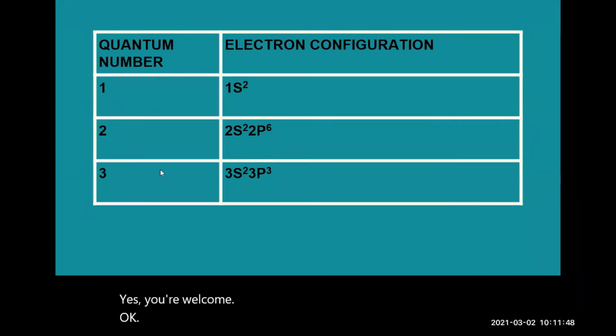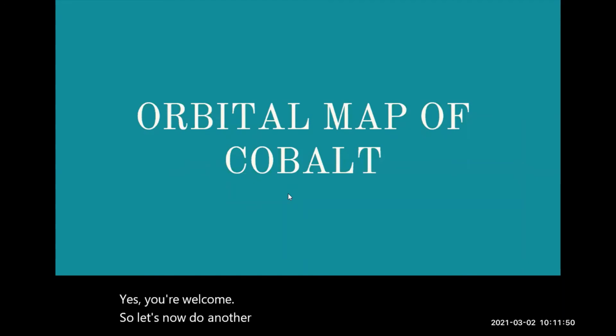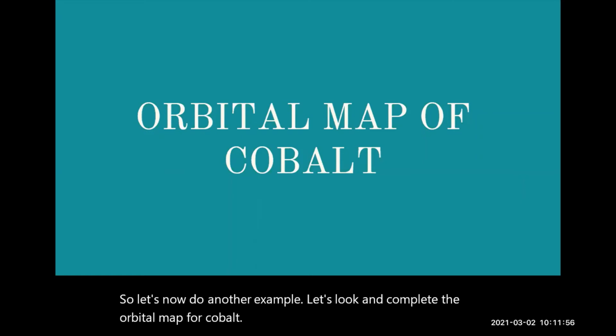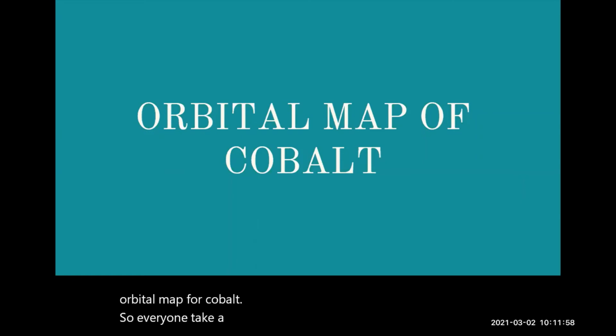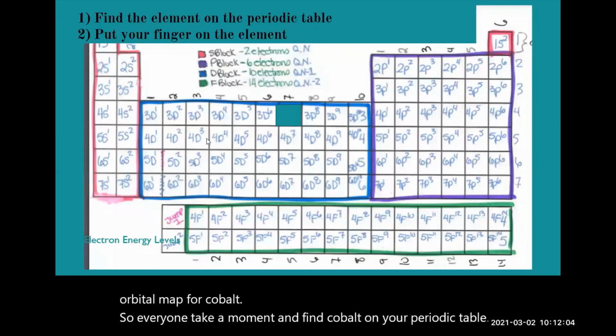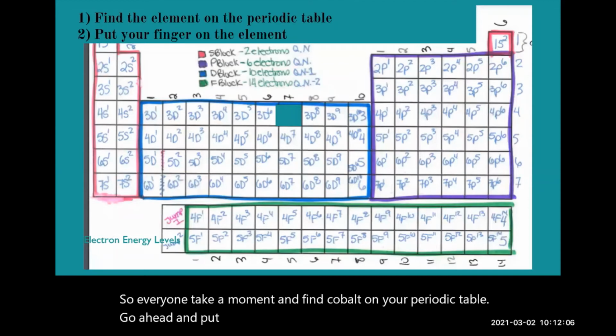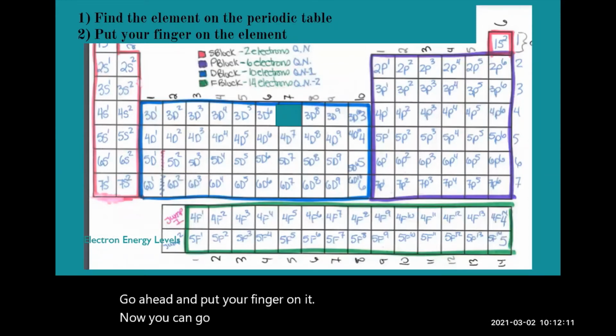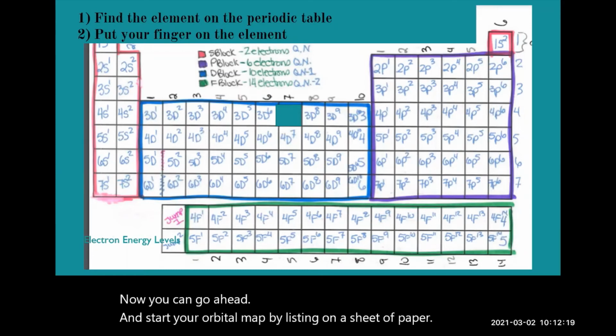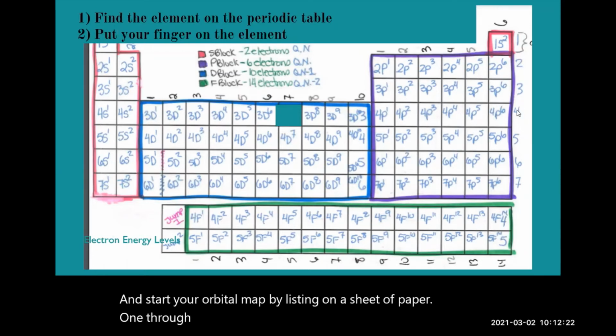So let's now do another example. Let's complete the orbital map for cobalt. So everyone take a moment and find cobalt on your periodic table. Go ahead and put your finger on it. Now, you can start your orbital map by listing on a sheet of paper 1, 2, 3, 4, because we are in row number 4.